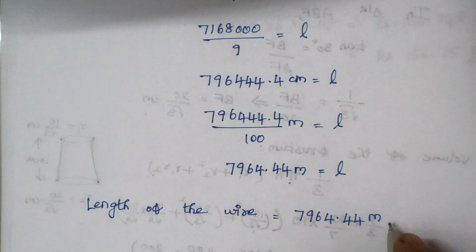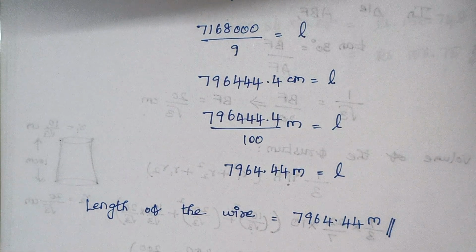So finally the length of the wire is 7964.44 meters. The key thing that you have to remember here is, whenever a wire is given, wire is nothing but a cylinder. So you have to always keep this in your mind.